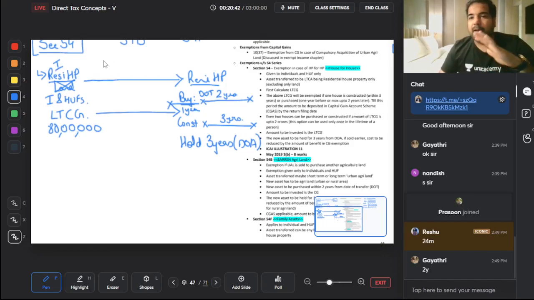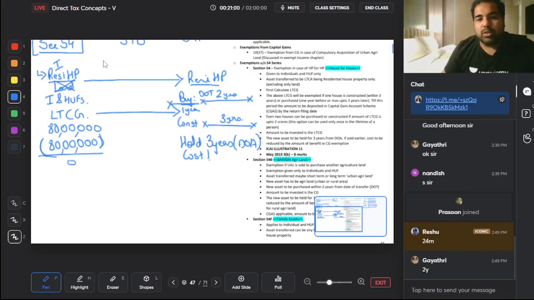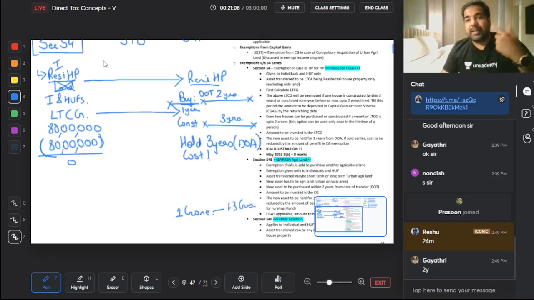Will they put you behind bars? No guys, it's not a crime. If you sell it, then whatever capital gain you were exempted earlier, they will reduce from your cost. Let's take an example. This 80 lakh was exempted because you invested and bought a new house for 1 crore rupees. So this new house is for 1 crore rupees. And now someone gave you an offer for 1.3 crores in 1 year only. Can you sell it? Yes, you can sell it.